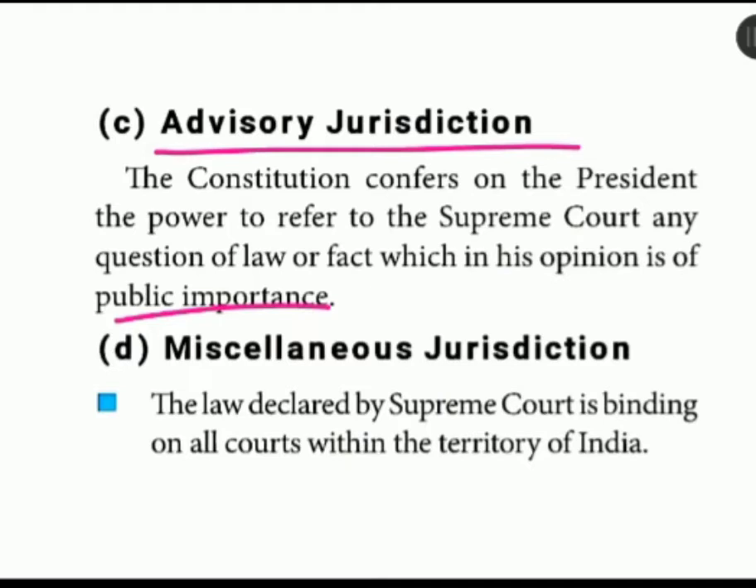The next one is miscellaneous jurisdiction. What is meant by it? The law declared by the Supreme Court is binding and controlling. The Supreme Court has the power to control all the courts within the territory of India. It has the power to control the High Courts, subordinate courts, district courts and other courts also.